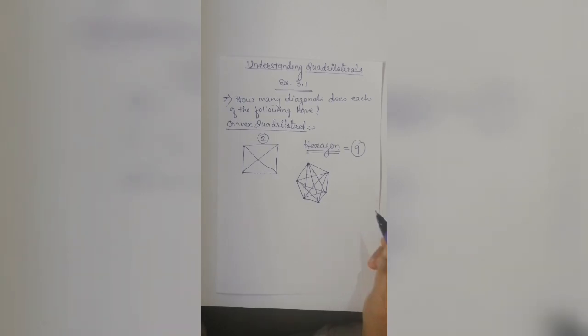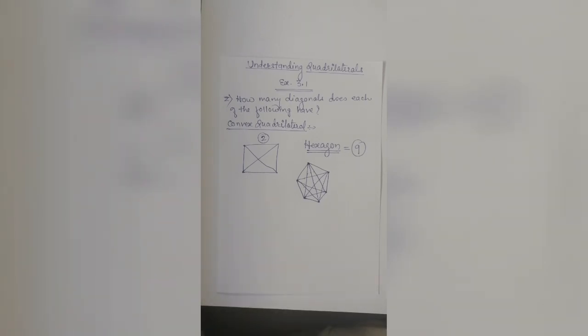But it is not always the case that whatever figure is given, you can draw its diagonals easily. Every time you will not be able to. Suppose a nonagon or an octagon is given, then you would have to draw the octagon and then find the diagonals.